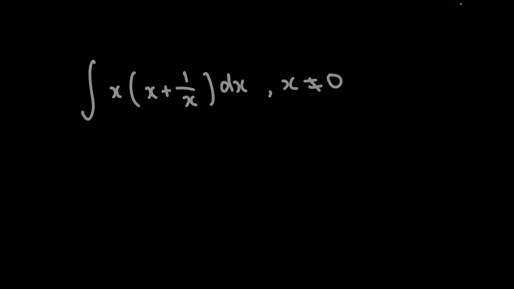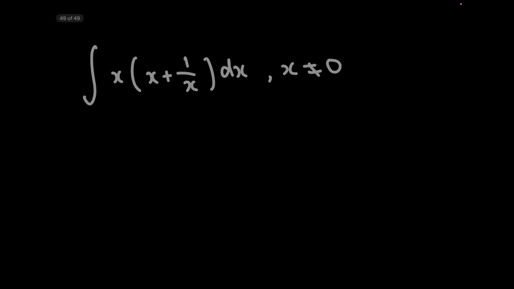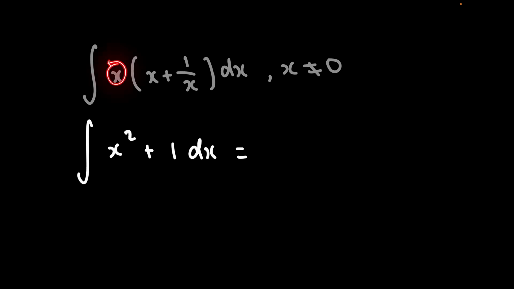Okay, this is our next question. The integral of x times x plus 1 on x. First thing we're going to do is we're going to expand the brackets out. So in this case, we get the integral of x squared plus 1 dx. And this is just doing x times x and x times 1 over x.